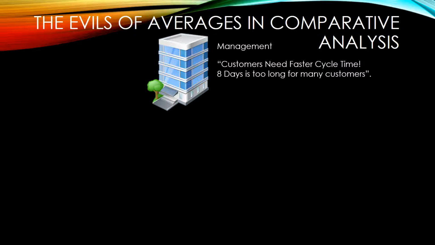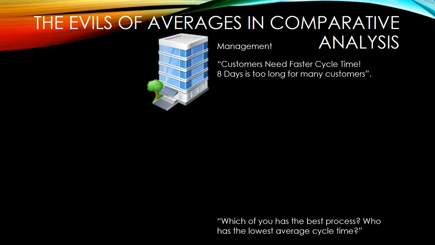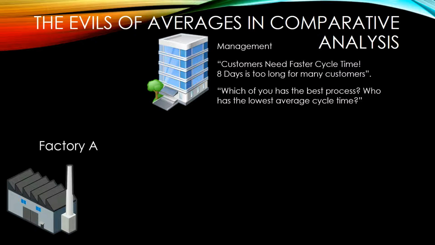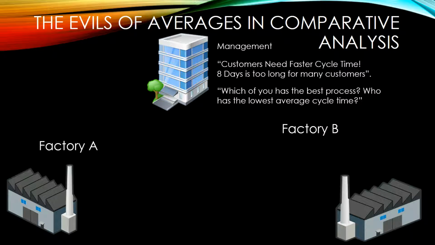And so they say to their two factories that, hey, the customers need faster cycle time. 8 days is too long. Our customers have told us that is an unacceptable amount of days to wait on this product to be delivered. So which of you two factories has the best process? Who has the fastest average cycle time? So we have Factory A and we have Factory B.